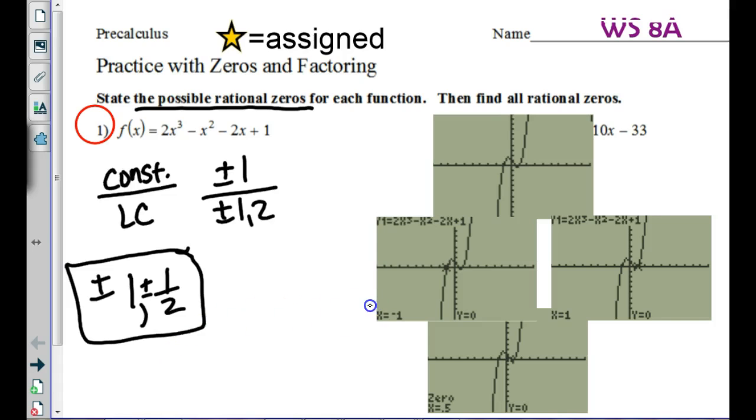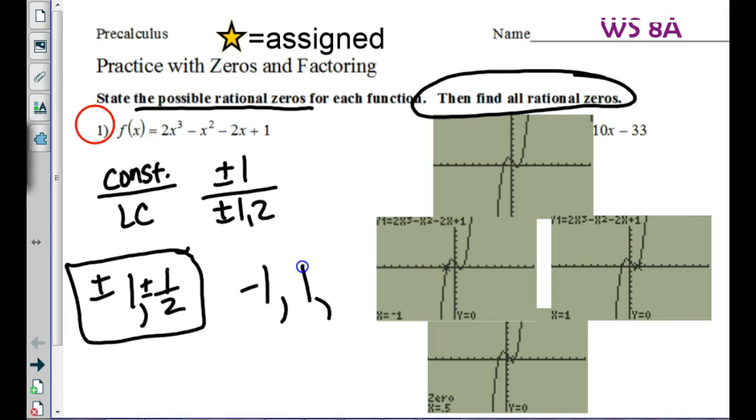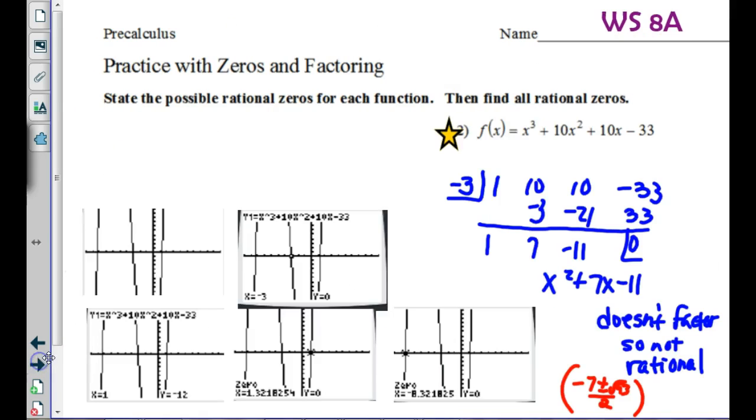Okay, thanks. All right, guys, the second thing is find all the rational zeros. Okay, rational zeros are ones that can be written as a fraction. Graph it. Look what I found here. I got a negative one that worked, a positive one that worked, and a positive 0.5 that worked by graphing it, okay? You guys, though, have to do number 2. That's all I got to do is list them. It's fine on that one.